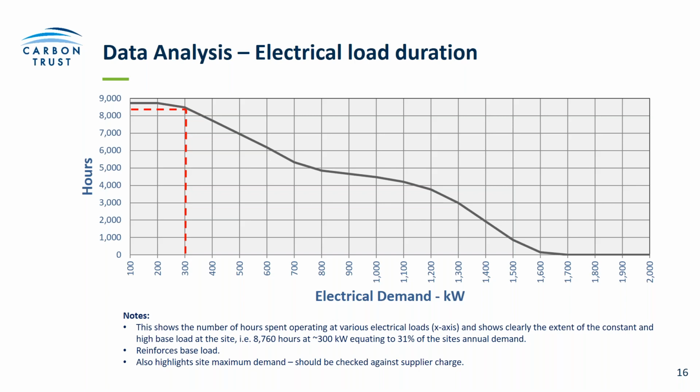You'd typically use a chart like that to analyze the option for combined heat and power at a site. There you can see there's a constant load of 300 kilowatts throughout the year. Of course, it would depend what the site heat load was as to whether or not the CHP would be viable, but it's useful to look at.